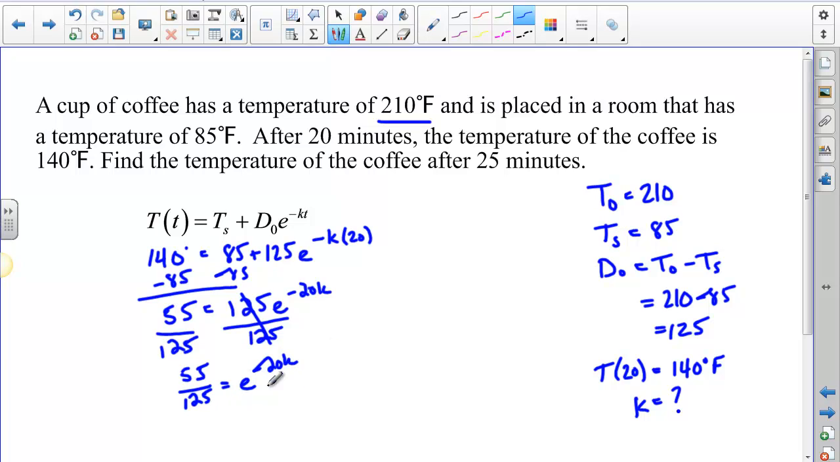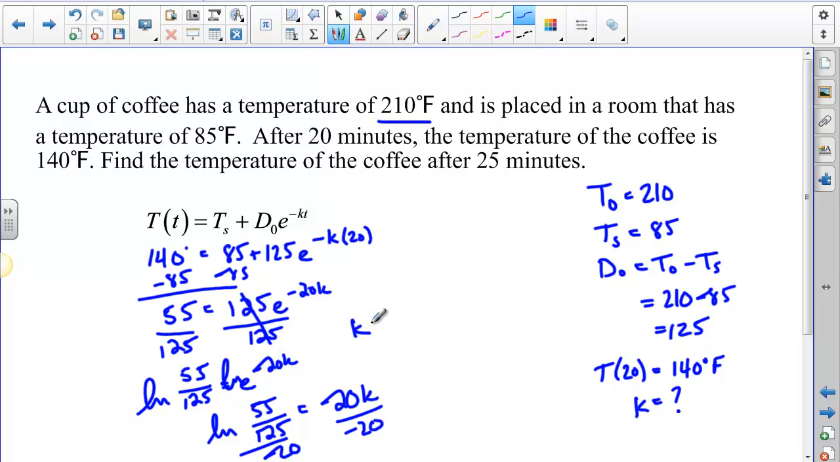Now to get this variable out of the exponent, we're going to take the natural log of both sides, thus giving me natural log of 55 over 125 on the left and negative 20k on the right, because the natural log of e to the x is just x, and so there's my exponent. Then to get k by itself, we divide both sides by negative 20. That will leave me with k equals the natural log of 55 over 125 divided by negative 20.